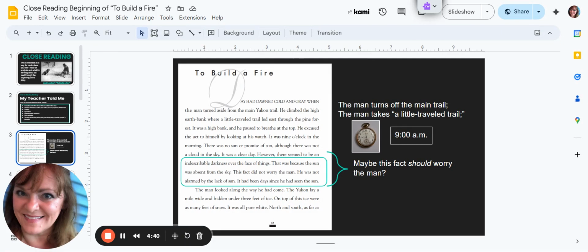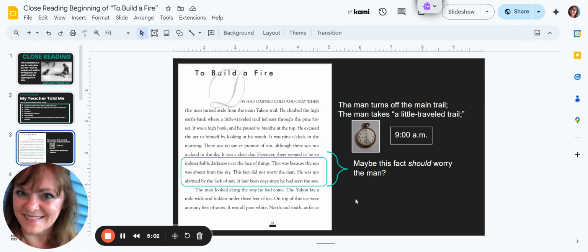And there's no sun or promise of sun. That makes me kind of put a question mark next to that as I'm reading. What do you mean, no sun? How can there be no sun when it's 9 o'clock in the morning? Well, it's obviously very overcast. No, it says there was not a cloud in the sky. It was a clear day.